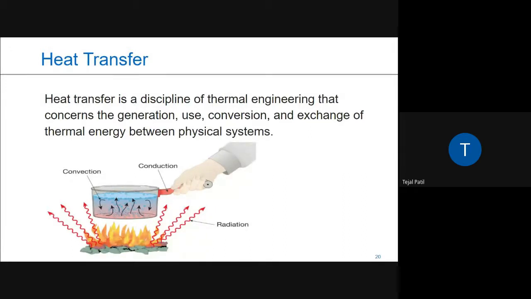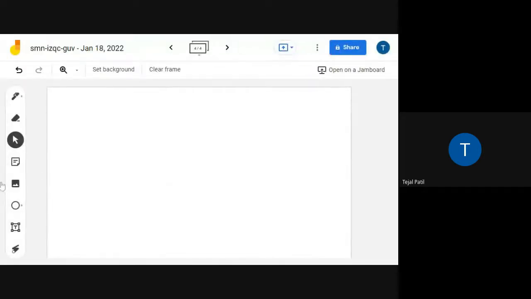So let's take an example. Just a minute, I'll show you a diagram. Okay. So let's take an example. Let's say this is body number A and this is body number B. Now let's understand what is meant by conduction.